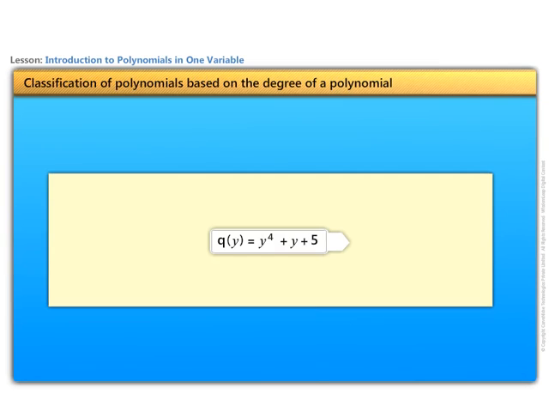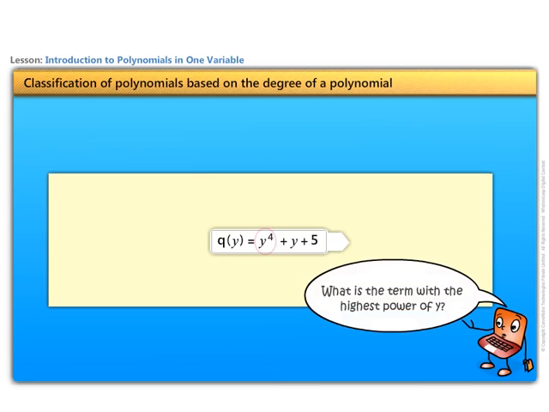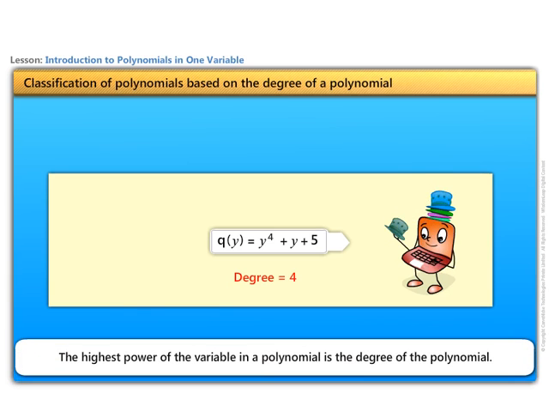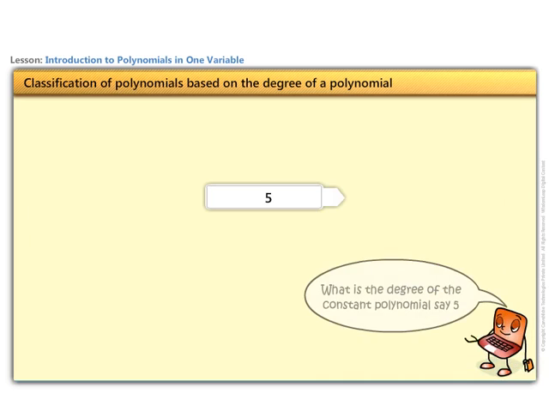Now, look at the polynomial q(y) is equal to y to the power of 4 plus y plus 5. What is the term with the highest power of y? It is y to the power of 4. The exponent of y in this term is 4. This is called the degree of the polynomial. The highest power of the variable in a polynomial is the degree of the polynomial.